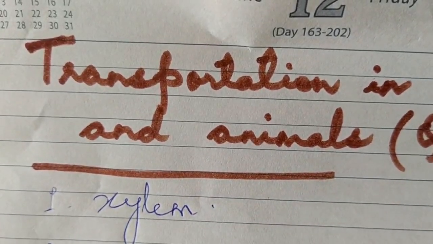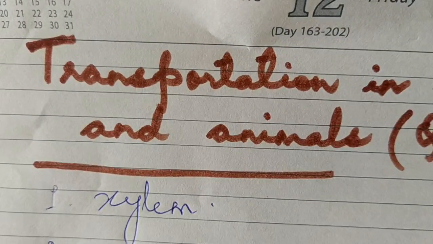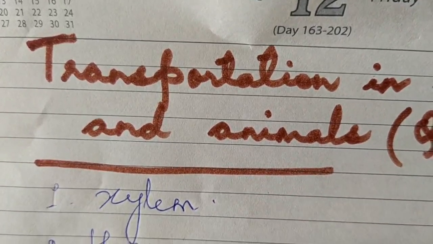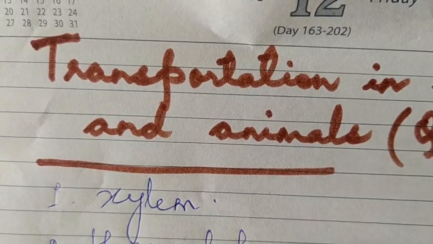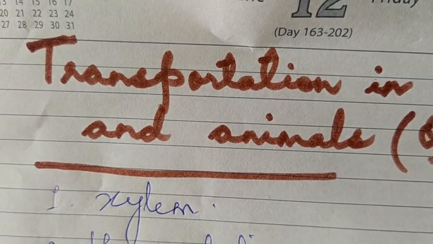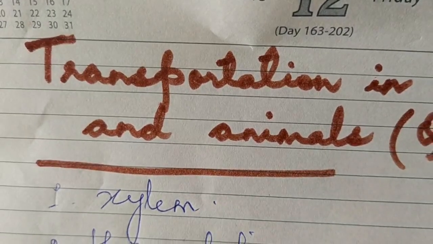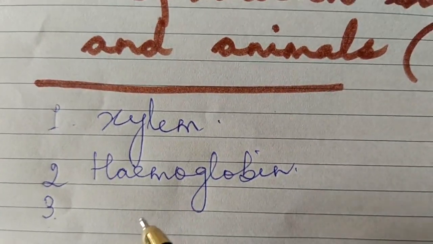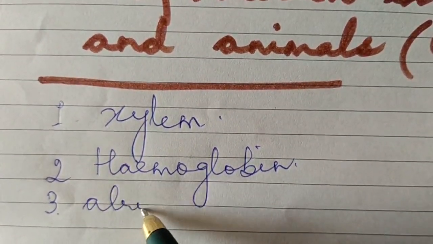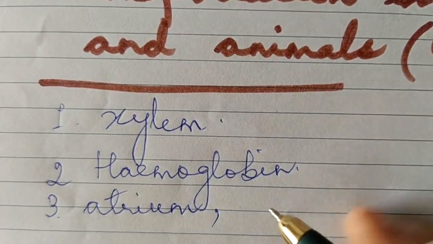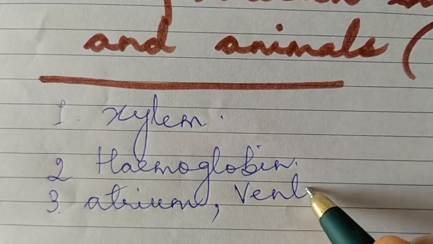Then the second one: dash is the respiratory carrier in blood. Hemoglobin is the respiratory carrier in our blood. The upper chamber of the heart is known as atrium, and the lower one is known as ventricles.